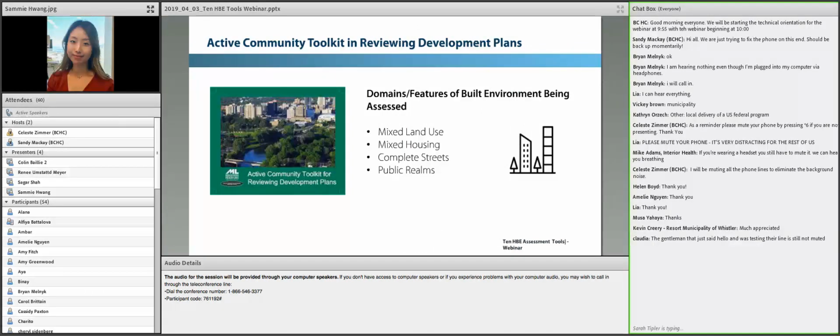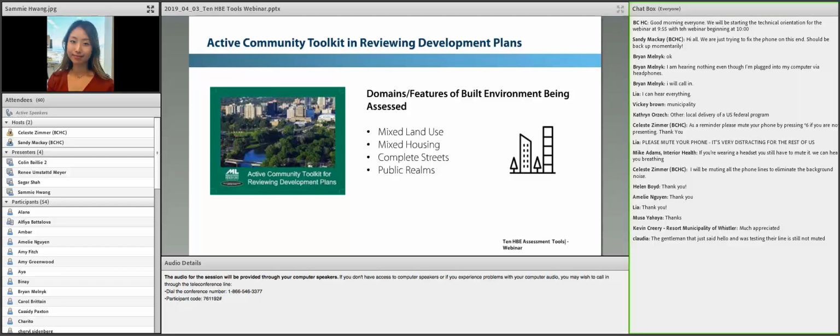So the Active Community Toolkit for reviewing development plans was developed by Middlesex London Health Unit, and its main purpose is to help public health professionals like regional health authorities, healthy community, and HB teams to provide standardized input regarding active community design when reviewing developments for the local government.